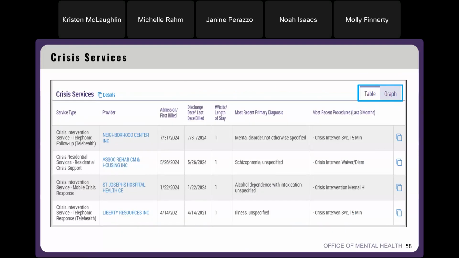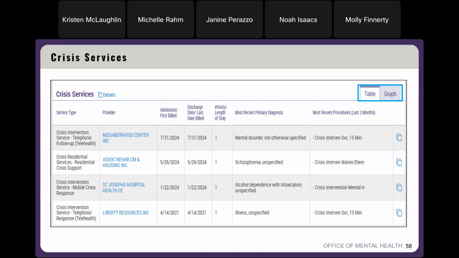We also have a crisis services section. So this is going to indicate if somebody had mobile crisis, CPEP crisis, crisis intervention, either doing the telephone or mobile crisis response, and then also crisis residential stays. So this information is going to show up in the crisis services section.